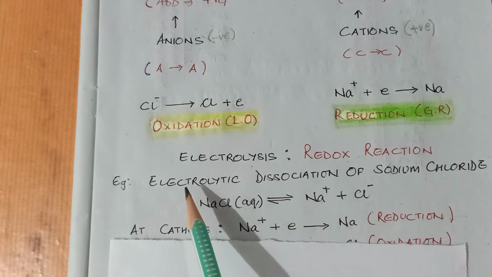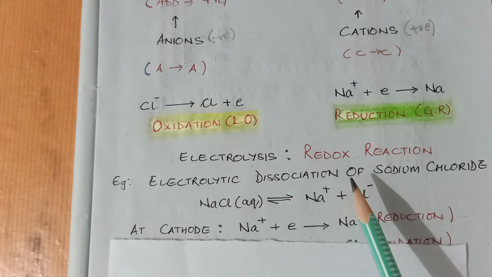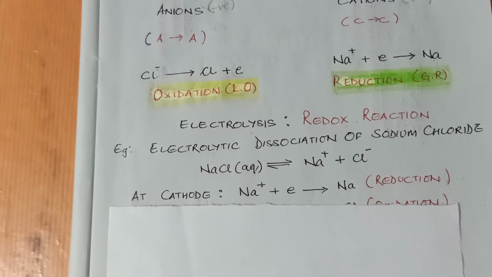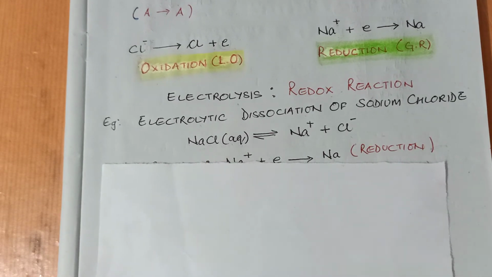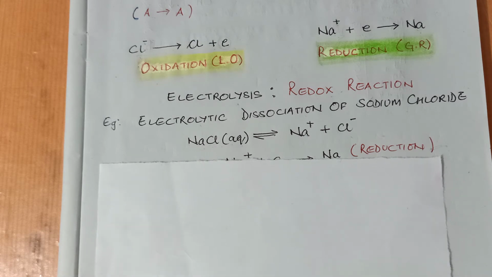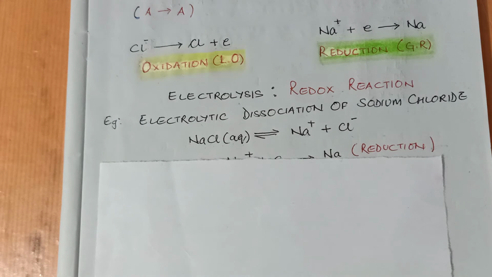Let us see this whole thing with one example: electrolytic dissociation of sodium chloride. This is aqueous sodium chloride or molten sodium chloride. We know that sodium chloride is an ionic compound, and in the solid state the ions are held together by a strong electrostatic force of attraction.